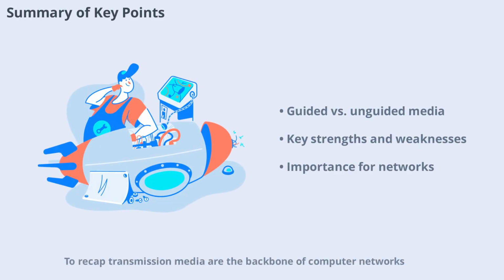To recap, transmission media are the backbone of computer networks, enabling data to move between devices. Guided media include twisted pair, coaxial, and fiber optic cables, each with unique strengths and weaknesses. Unguided media such as radio waves, microwaves, and infrared offer flexibility and mobility. Understanding these options is essential for building efficient and secure networks.